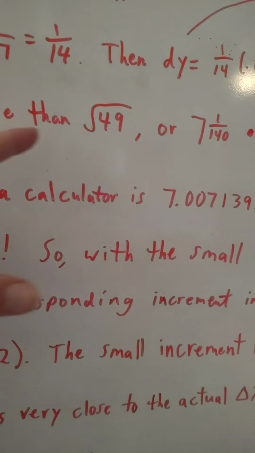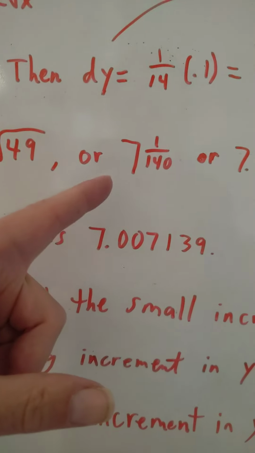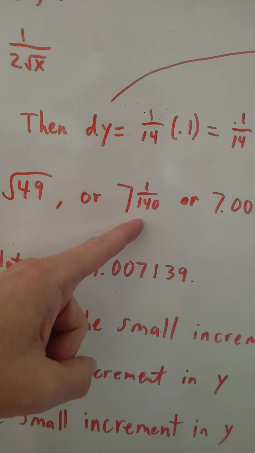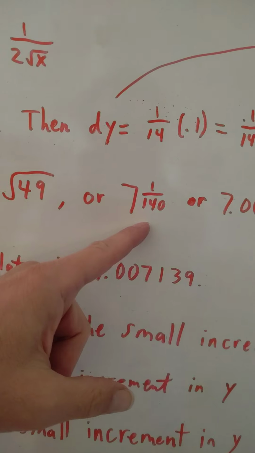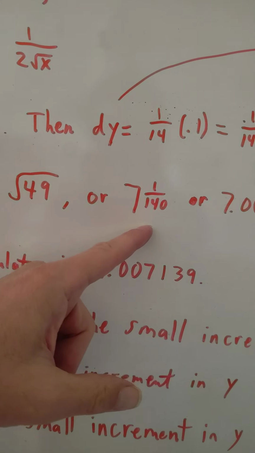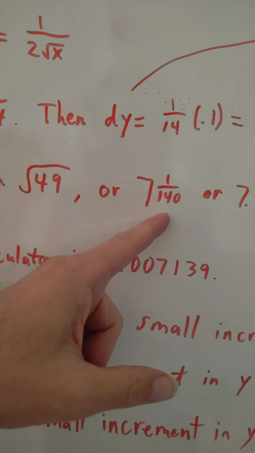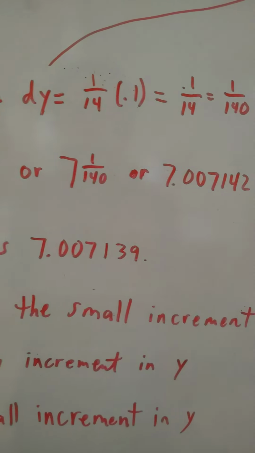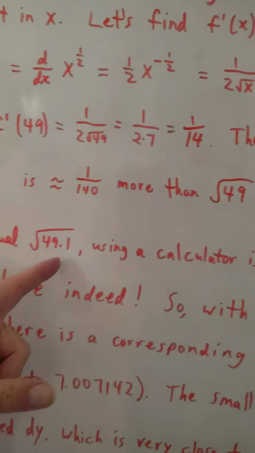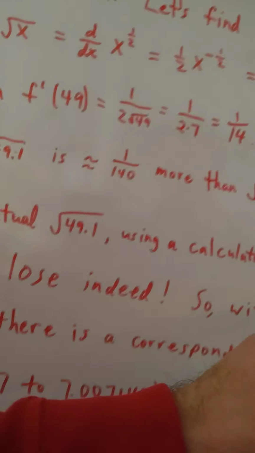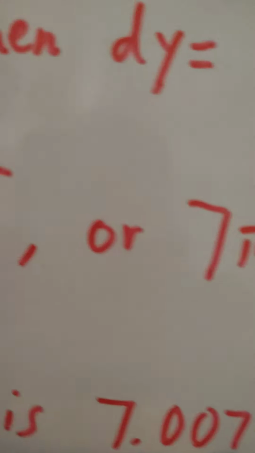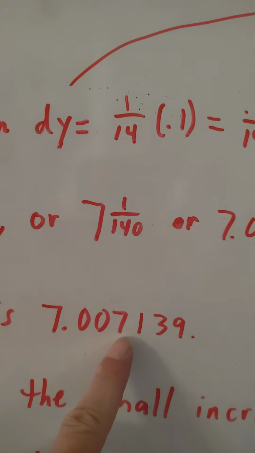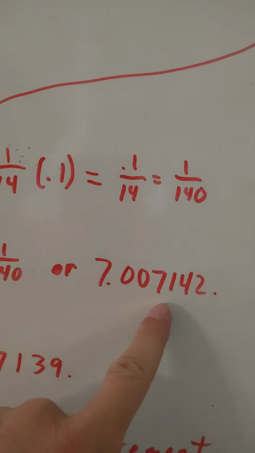So I could write 7 plus 1/140th, which is 7 and 1/140th, or as a decimal equals that. Now the actual square root of 49.1 using a calculator is this number right here. Notice how close this is. This is the actual value, close to our estimation using dy.